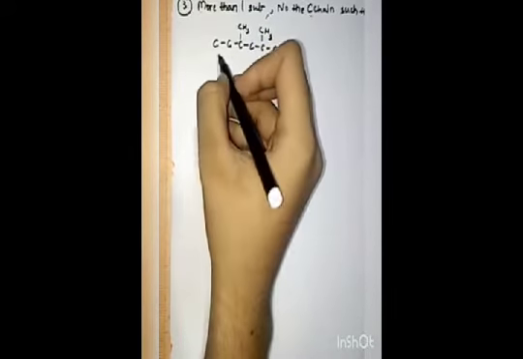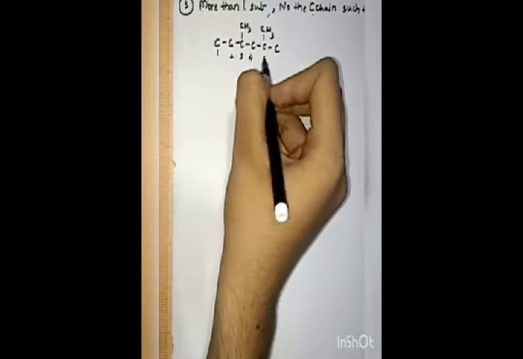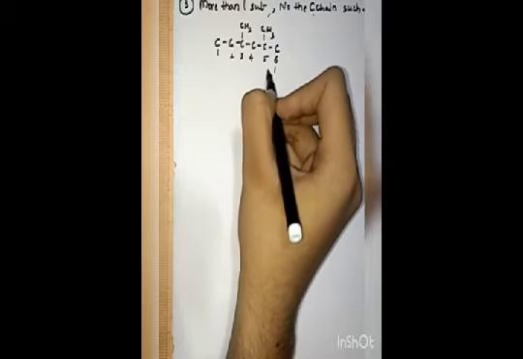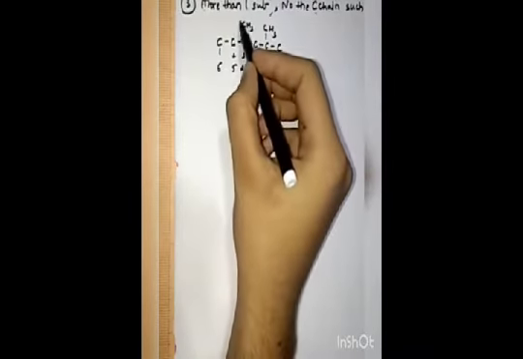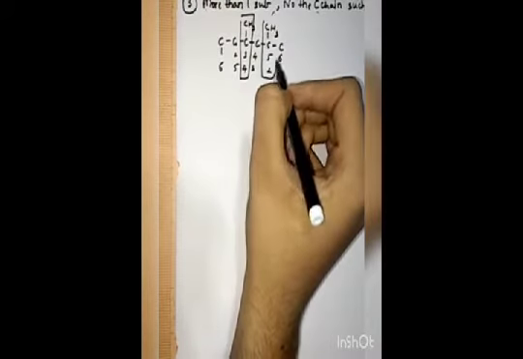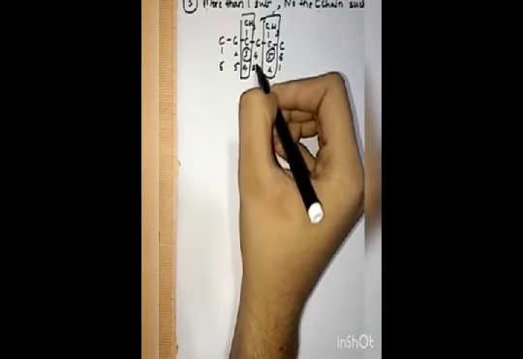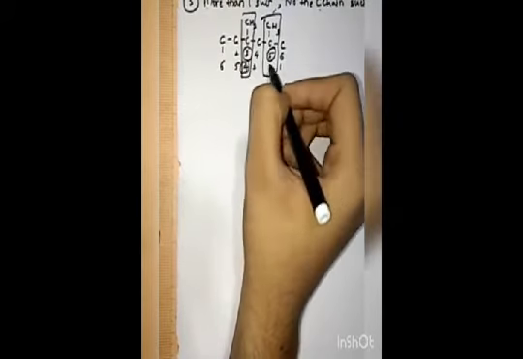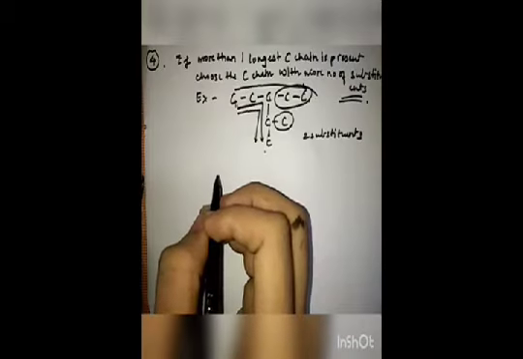So let's number this from left to right and right to left. Here is a substituent attached carbon. Here is a substituent attached carbon. So 5 plus 3 we get 8, and 4 plus 2 we get 6. So the second one is the right one.